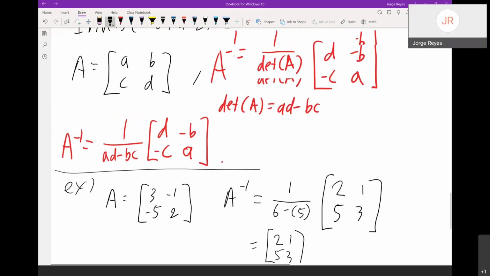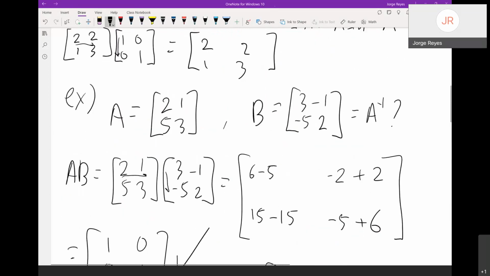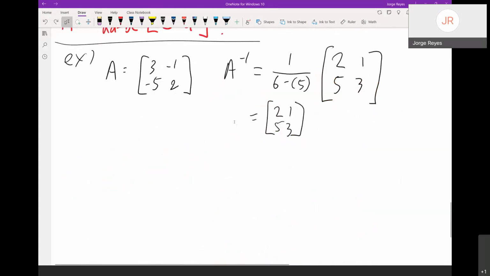And if we look, 2, 1, 5, 3. So it works. Let's do another one.